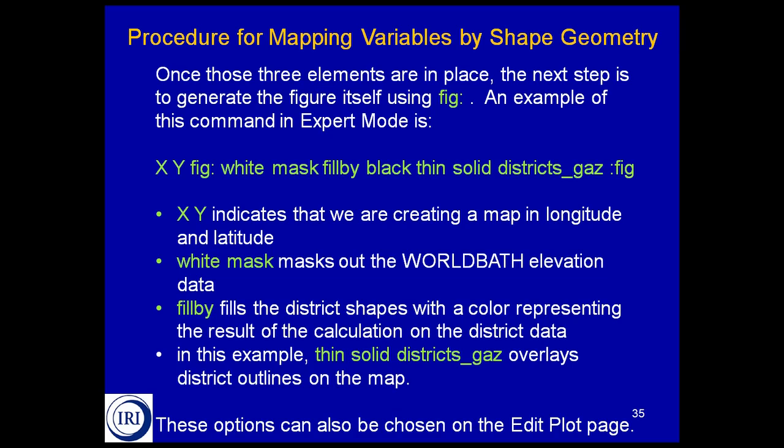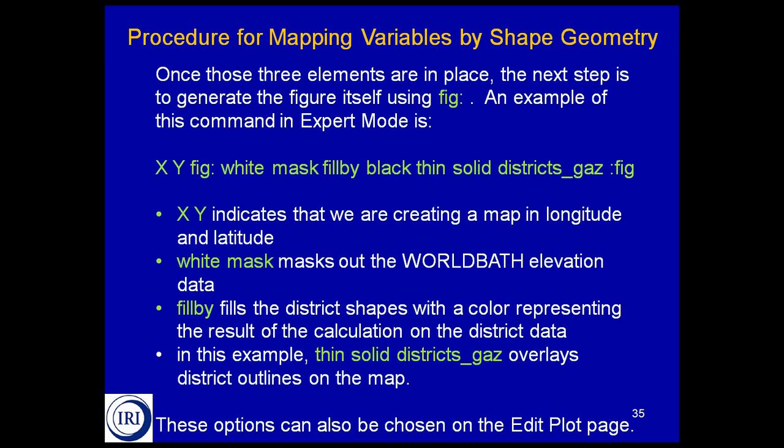So the x and y indicates that we are creating a map in longitude and latitude. So x is longitude, y is latitude. Those are the axes of the map that we're creating. Then we need to include the fig: construct, and within it we first put white mask, and that masks out the world bath elevation data set that's serving as a skeleton for the map. We're masking out the elevation data because we're not actually using that data.